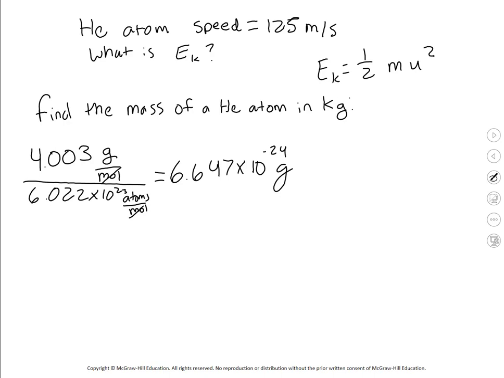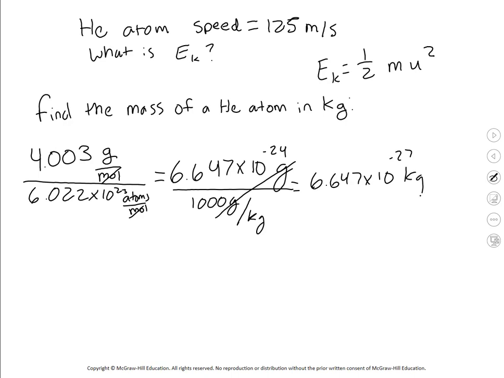But what are we still missing here? Kilograms. What do we still need to do with this number? Divide it by 1,000. So we still need to divide by 1,000 grams per kilogram. So the grams will cancel. The number should get even smaller. So, 6.647 times 10 to, instead of the negative 24th, it's now negative what? 1,000 is 10 to the what? Third. So we add 3, negative 27. And now we're in kilograms.